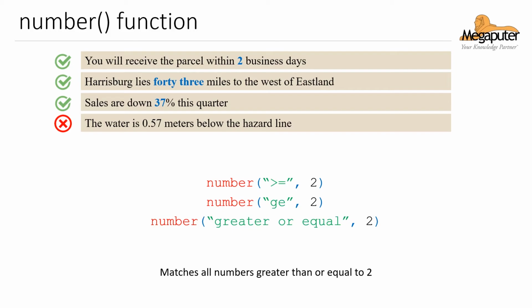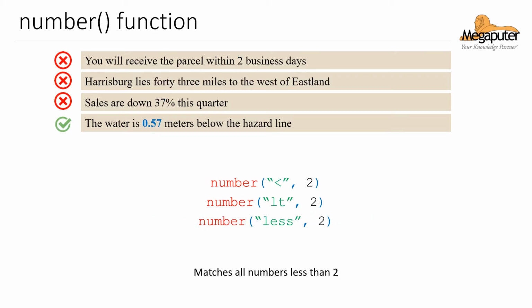And when we do that, we'll find that all but the fourth record in our corpus of records will be matched. If, on the other hand, we only want to match numbers less than 2, we have to change the first parameter to the less than sign, or LT, or less. When we do that, we find that only the fourth record in our corpus of records will match.